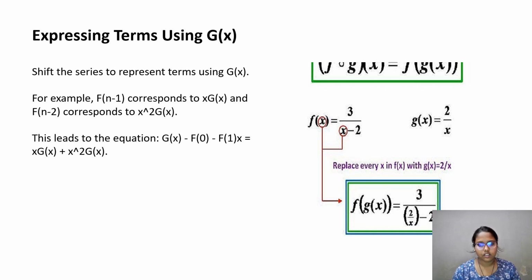So here you can see the example. F of x is equal to 3 by x minus 2, G of x is equal to 2 by x. Replace every x in F of x with G of x, that is, 2 by x.